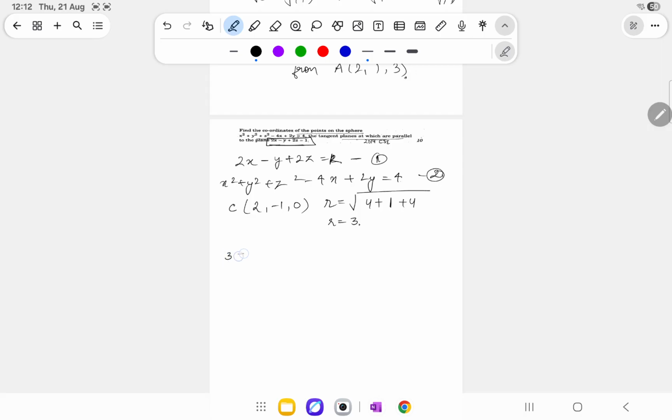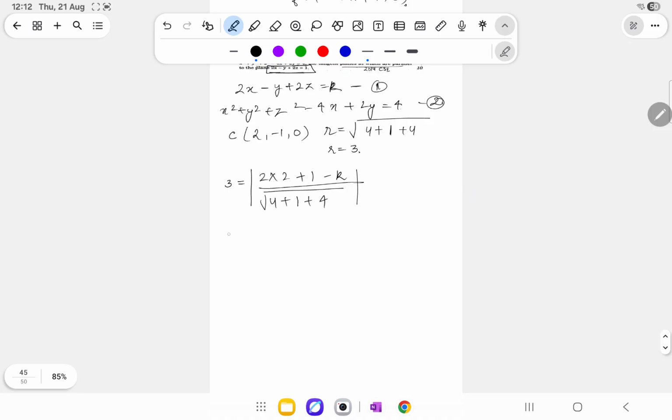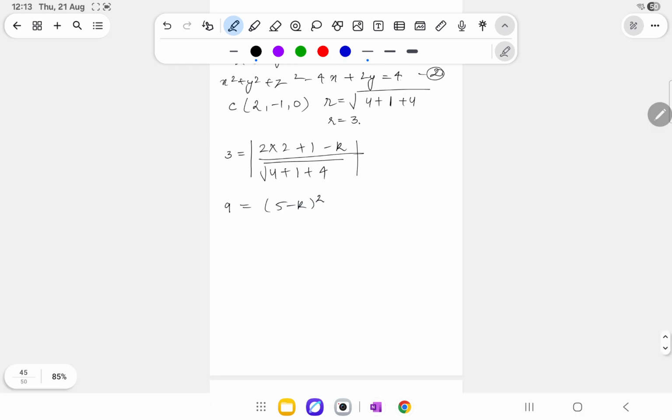Using that logic, 3 must equal |2 into 2 plus 1 minus k| upon the square root of 2 square plus (-1) square plus 2 square, which is again 3. If I simplify it, I get |5 minus k| equals 9. So 5 minus k equals plus minus 9, and from here I get k as 5 plus minus 9. So I got two planes. The required tangent planes are at k equals 14 and k equals -4.